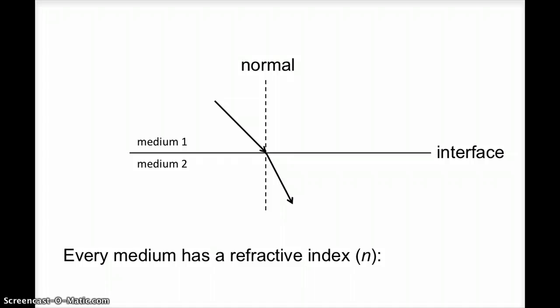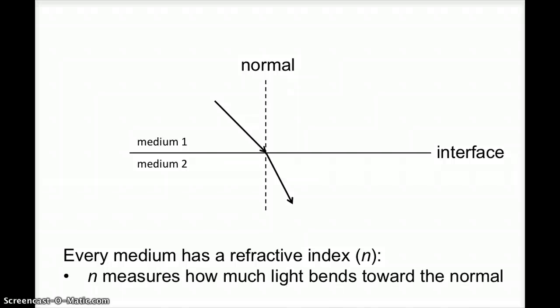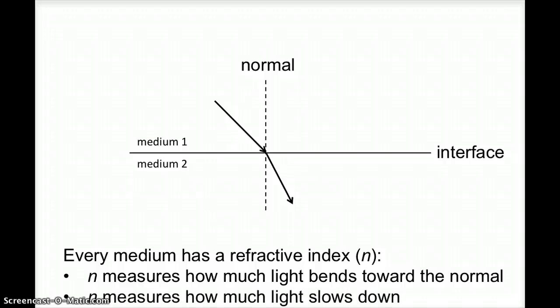Every medium has a refractive index, which is given the variable n. The refractive index measures two things. One is how much light bends toward the normal. And the second thing it measures is how much light slows down. We use angles to indicate how close light is to the normal. Look at this. This is a medium angle. So light is kind of close to the normal. Down here, that's a smaller angle, so this ray is even closer to the normal.